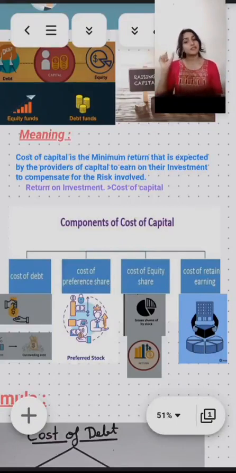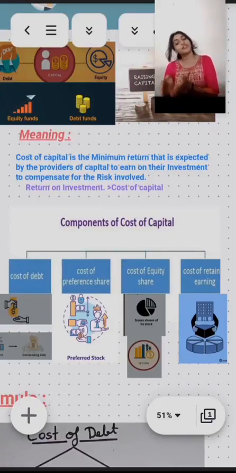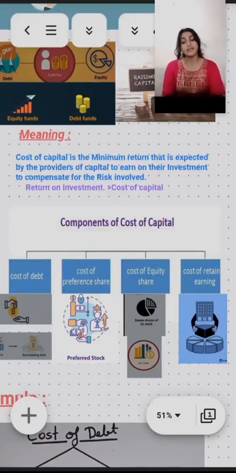Therefore, this cost of capital is taken as a benchmark for capital budgeting decisions, whether we need to invest in these projects, whether we need to start this business or we should not. To get the answer yes or no, the company uses cost of capital as a benchmark.